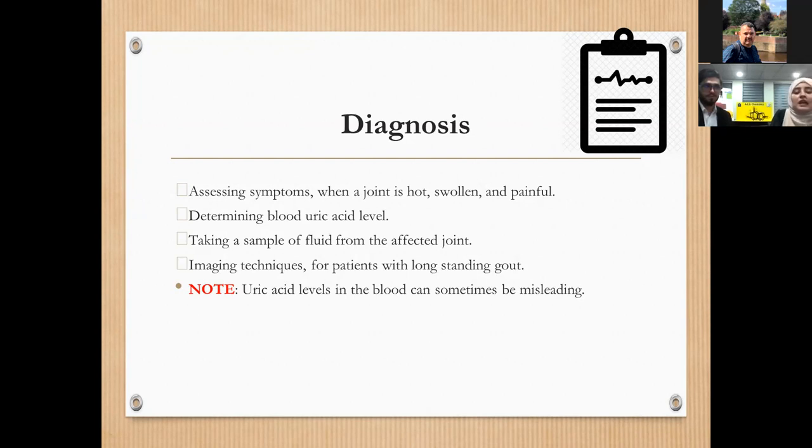Imaging techniques will help us to know if there is any erosion in the bone, and we can see the crystals that are present in the joint. But sometimes the uric acid level may be normal, and the patient has gout. It's like hypertension. Sometimes the patient has hypertension, but the range is normal. So it is the same thing.